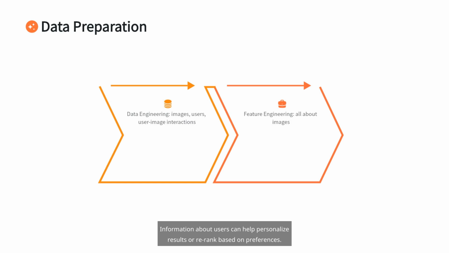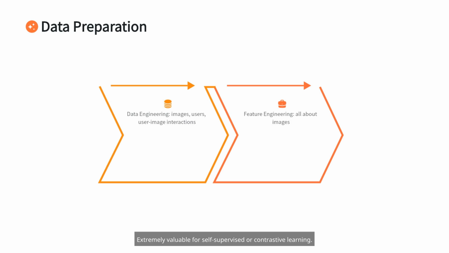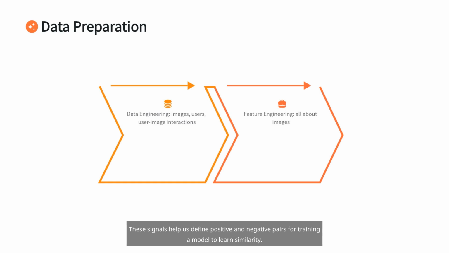Users. Information about users can help personalize results or re-rank based on preferences. This might include user profiles, search history, session behavior, or device type. User image interactions. Extremely valuable for self-supervised or contrastive learning. Examples: clicks, likes, views, add to cart events. Which images users searched for and what they eventually selected. These signals help us to find positive and negative pairs for training a model to learn similarity. So, even though this is a visual system, user behavior gives us semantic grounding for what similar means in practice.